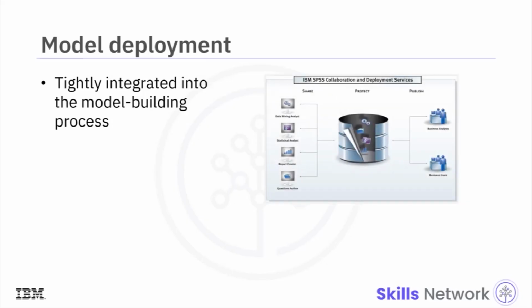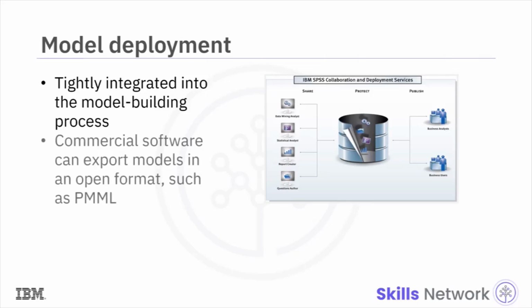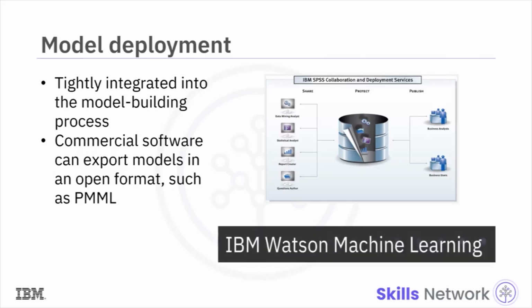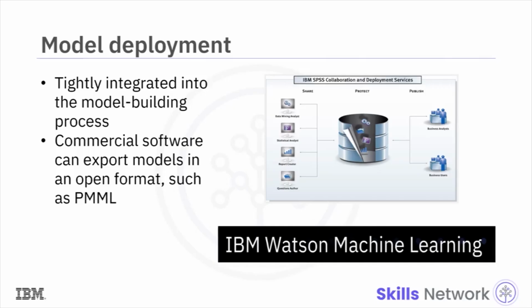Here is an example of the SPSS collaboration and deployment services, which can be used to deploy any asset created by the SPSS software tool suite. And the same holds true for other vendors. In addition, commercial software can export models in an open format. For example, SPSS Modeler supports exporting models as Predictive Model Markup Language, or PMML, which other commercial and open software packages can read. In addition, Watson Machine Learning deploys a model that makes it available to consumers using a REST interface.